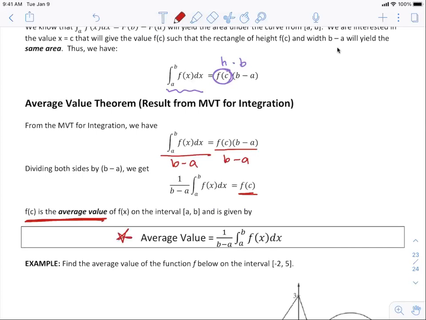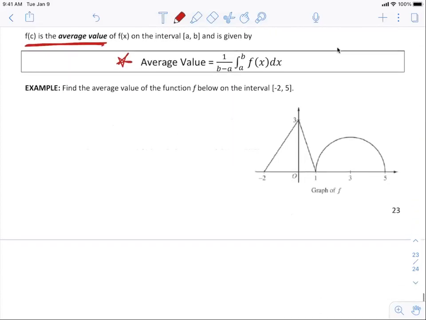So this is what's really important when it comes to MVT for integrals. It's not so much the original wording of MVT, but this result of average value is what you're going to have to interact with the most. So we can do this in a lot of ways. We can have a function and know our fundamental theorem integration rules, or we can work graphically or analytically, just the way that we've done on previous problems.